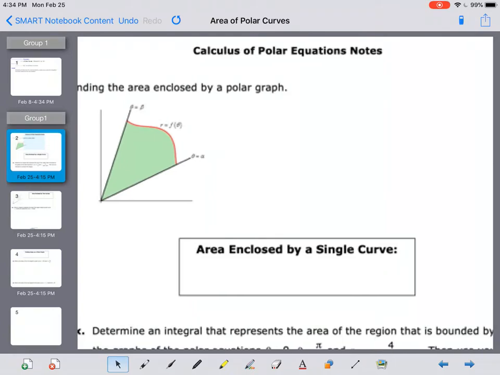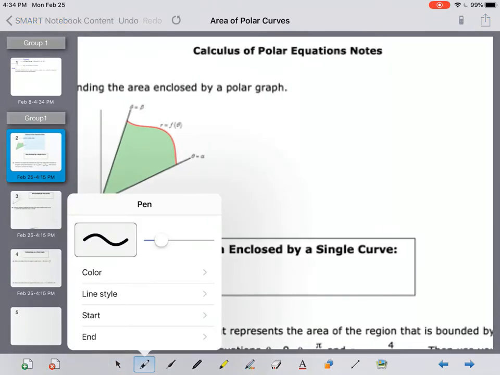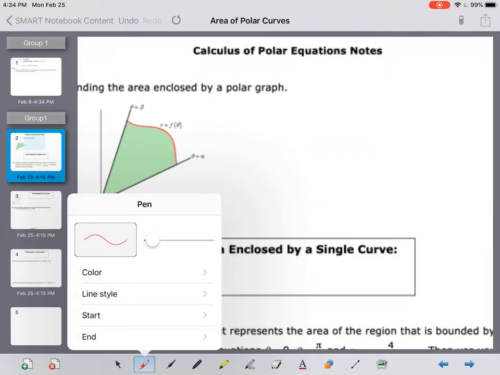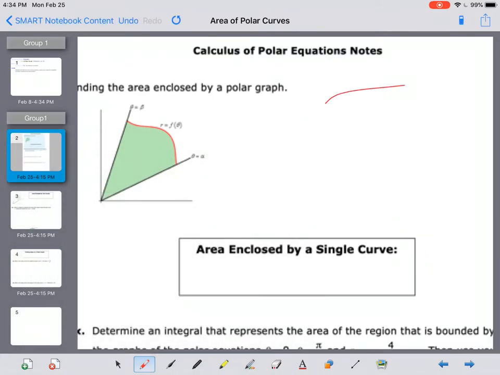Okay. So in geometry, I know that's a while back, but in geometry, you actually learn how to find the area of a sector. Let me get some color in here. Okay. I think I'm up and running now. So we learn how to find the area of a sector.